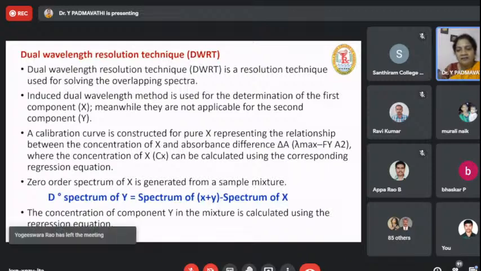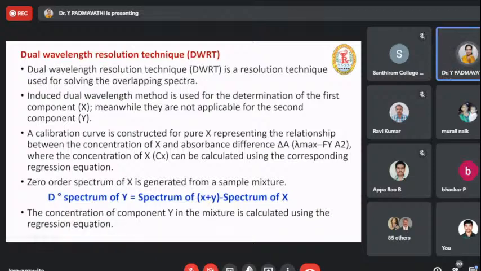It's not partial. You should have a complete overlay, not just superimposing. At least at three or four points, you should have an overlay of the spectra of the two compounds. Then it's good to select this kind of method.